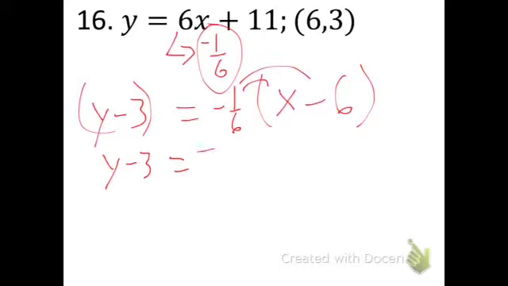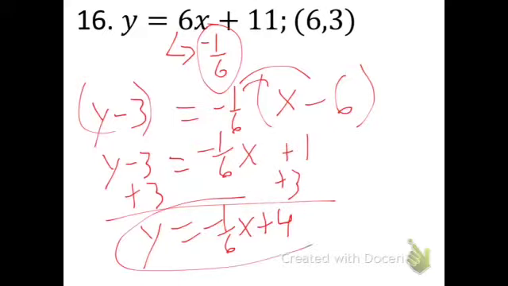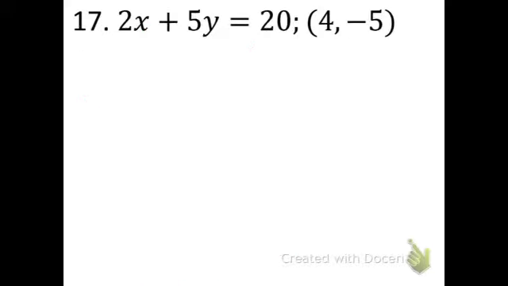Negative 1/6 times x is negative 1/6x. Negative 1/6 times negative 6 is positive 1. Now I'm going to add 3 to both sides. And we're looking at y equals negative 1/6 x plus 4. And that's our equation for 16.